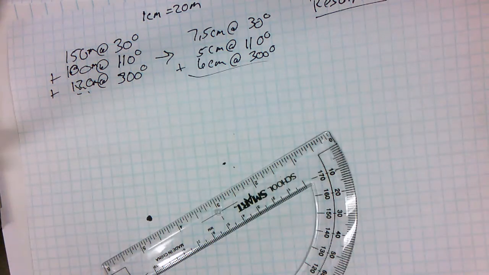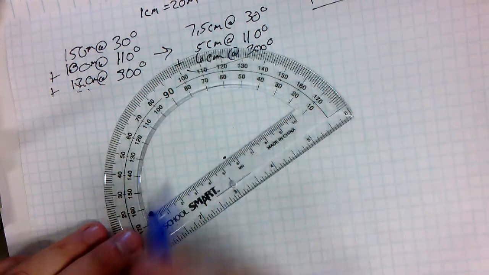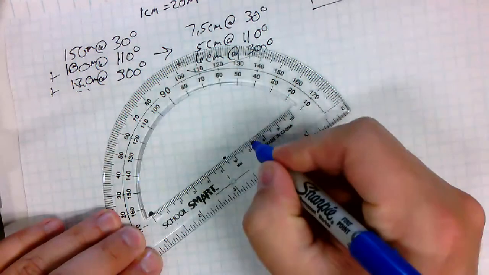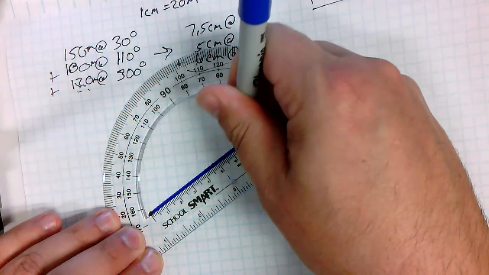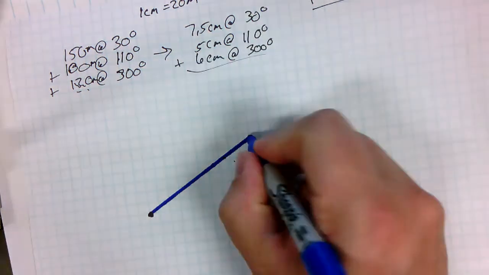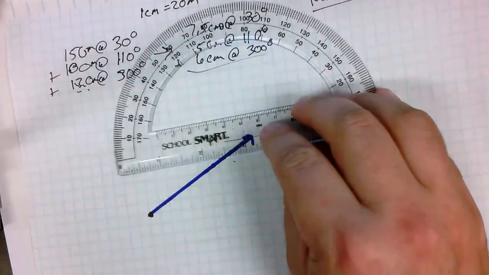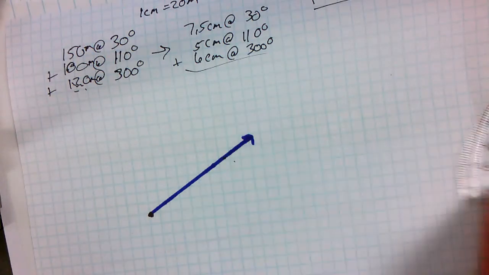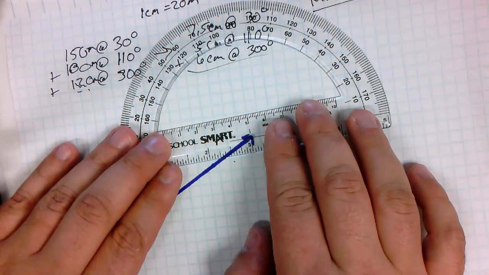So I take my protractor, I place it on the origin. I place the second line so it's on line. 7.5 is all the way out here. So I draw my vector 7.5 centimeters long. That's vector 1. I then am going to take my protractor to the tip of the first vector. This is called the tail. This is the tip, the pointed part. The tip of the first vector becomes the origin for my second vector.